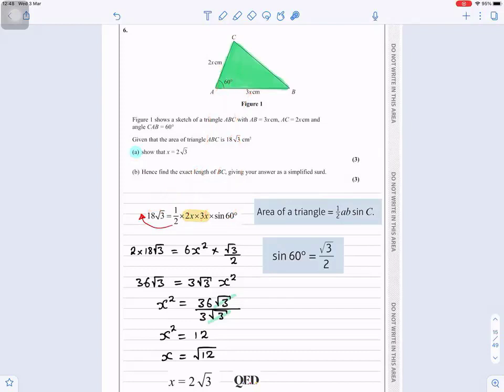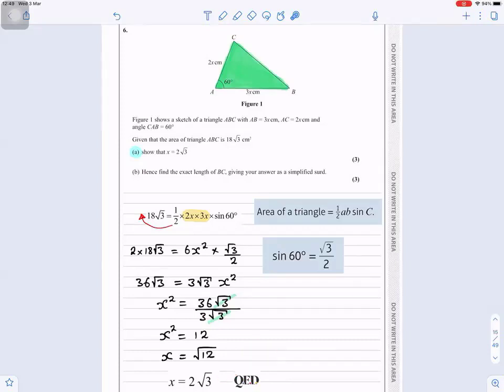Sine 60 is root 3 over 2. You take the half to the right, that means you times 18 by 2, it becomes 36 root 3 is equal to 3 root 3 times x squared. 6 divided by 2 gives you 3. Now you divide by 3 root 3 to get x squared. So take 3 root 3 to the left. So 36 root 3 divided by 3 root 3. The 3 root 3 will cancel. So you're left with 12. And x is the square root of 12, which is 2 root 3.